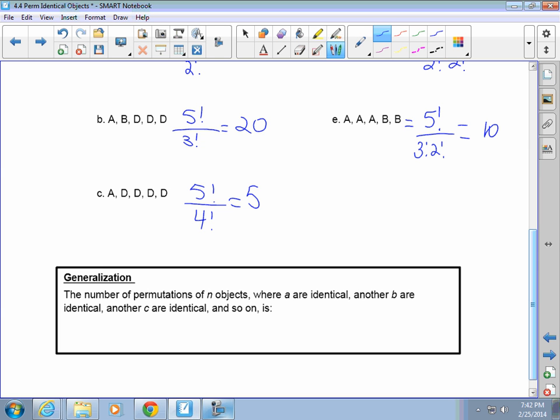So our generalization says the number of permutations of n objects where A are identical, another B are identical, and another C are identical, and so on, is the number that we have factorial over the product of the repeats.